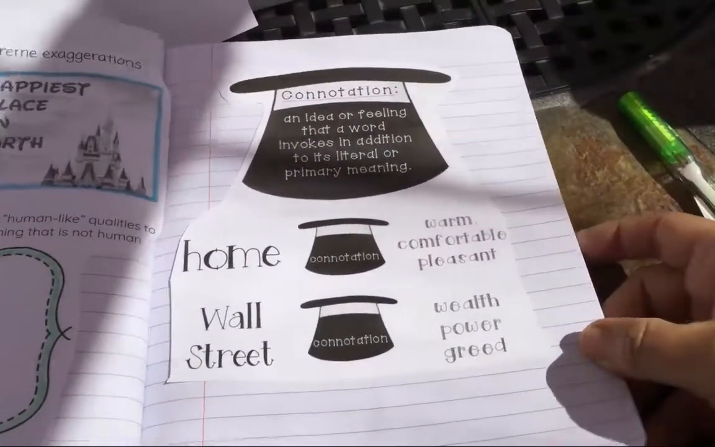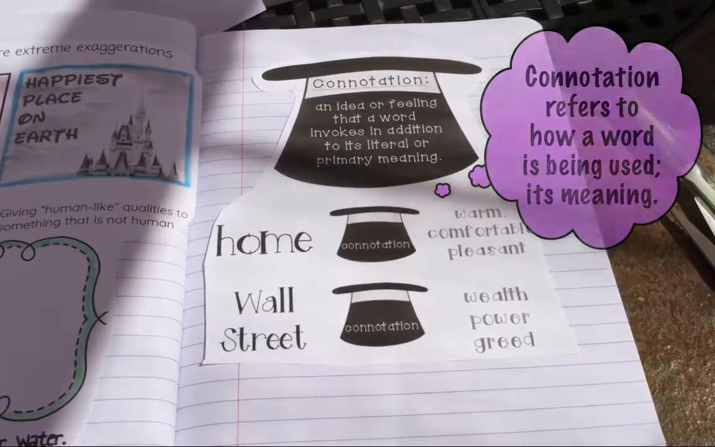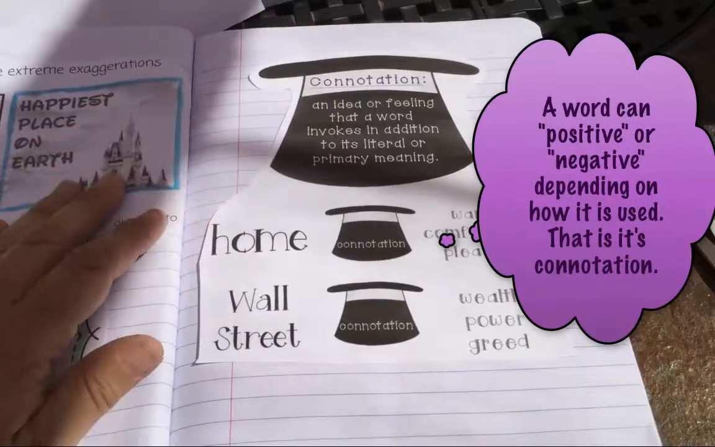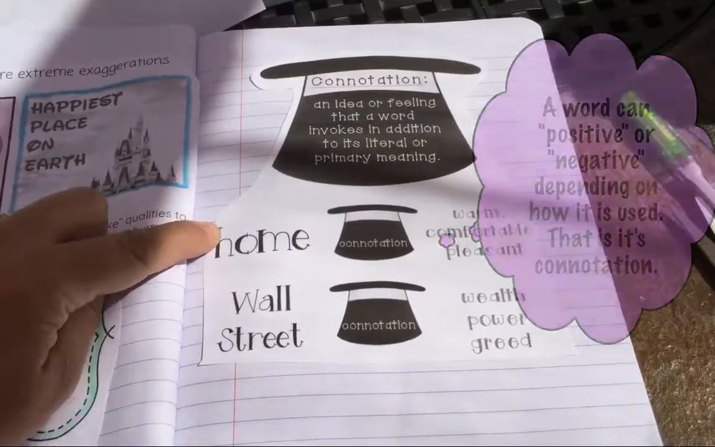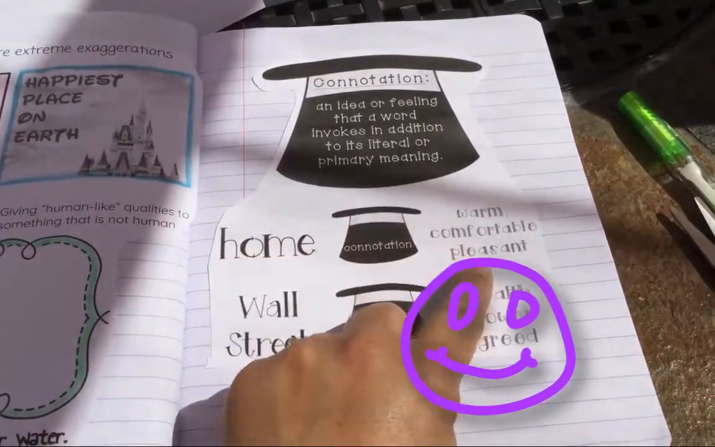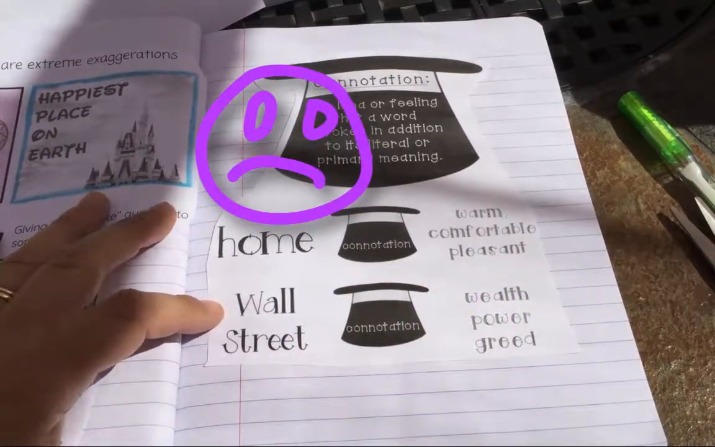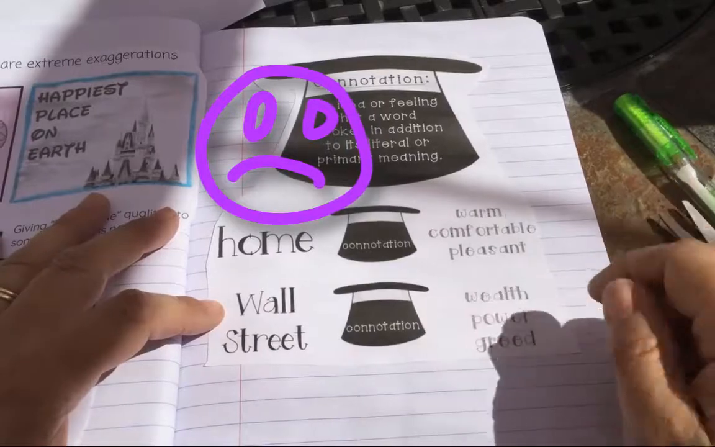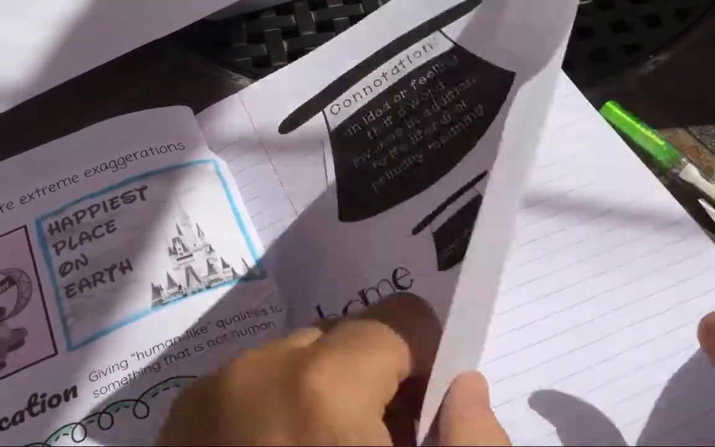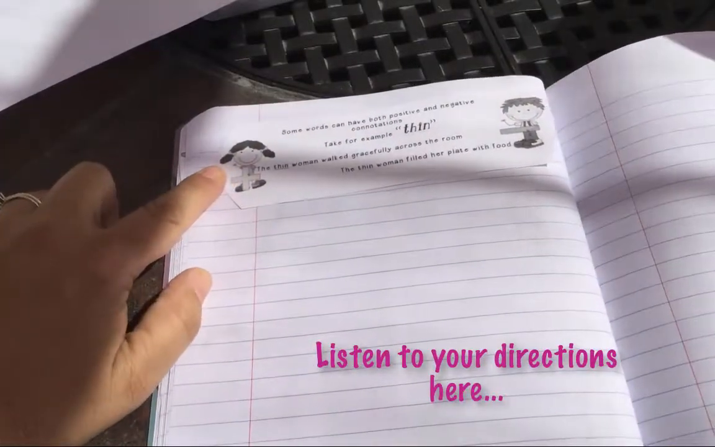The last piece we're going to add is the idea of connotation. Connotation is an idea or a feeling that a word invokes in addition to its literal or its primary meaning. Connotations can be very positive. When we think of home, the connotation of home is warm, comfortable, or pleasant. Wall Street is a term that we often hear to be associated with wealth, power, or greed. And so what you're going to do is you're going to then take that final piece at the bottom and start it on a new page.